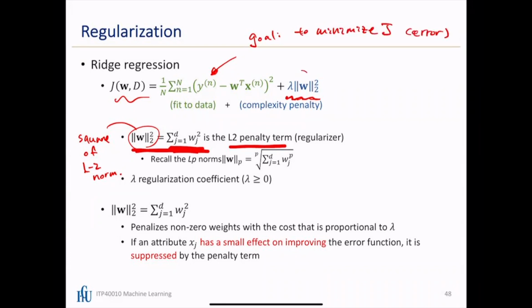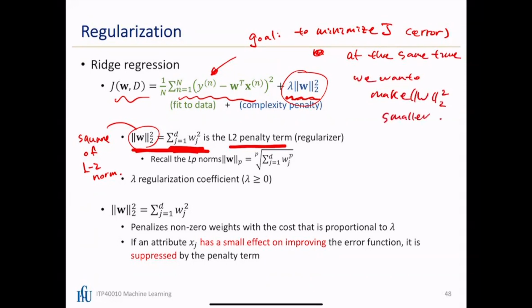And we add this as a constraint. Each time we want to reduce this error, but at the same time, we want to make W smaller. So this is the idea. And here lambda decides the effect of the penalty.